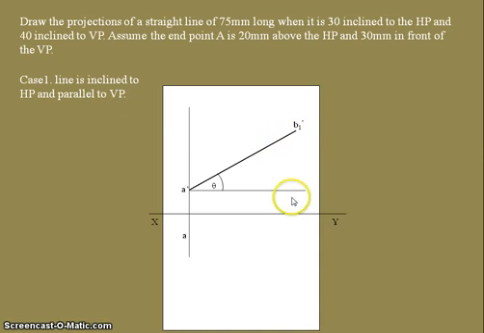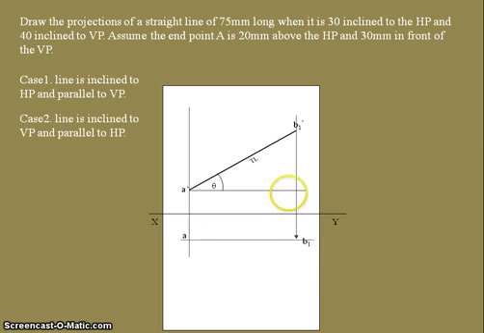Now we have to draw the top view in this case. How will you get the top view? From B1 dash we draw a vertical line, that is the projection line. Then we join the point A to this projection line. Then we get the top view in the first case. So we got the top view, and I am representing the end point as B1. So in the first case we have completed the front view and top view.